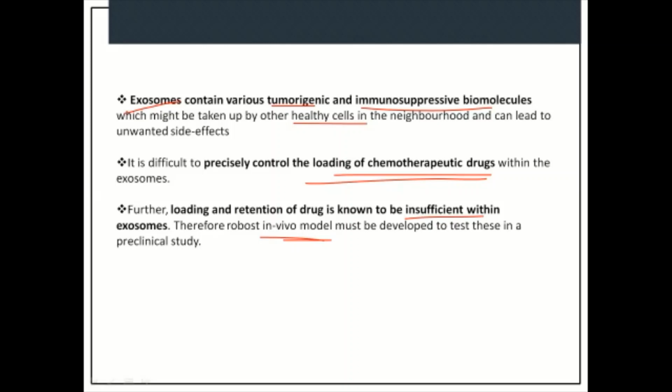At the same time, I said that drug loading within exosomes can be used to target the cancer cell, but the amount of chemotherapeutic drug loading within these exosomes cannot be precisely controlled. Thereby, that is another problem. And also, the retention of these drugs within these exosomes is known to be inefficient and insufficient as well. So we need to have a robust in vivo testing model to test all these hypotheses so that we can develop exosome-based therapy in the near future.